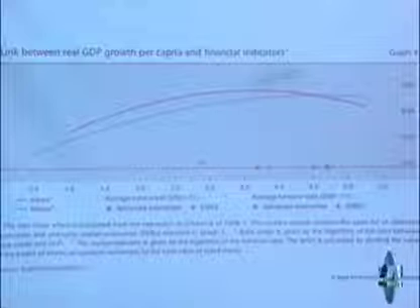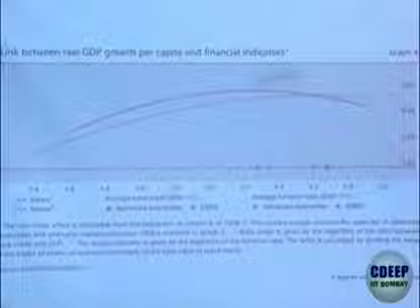So this graph we got from the Bank for International Settlements. On the x-axis, we are indicating average bank credit and the average turnover ratio, and the y-axis is the real GDP growth rate per capita. This graph covers 2001 to 2011; we could not plot it after this.